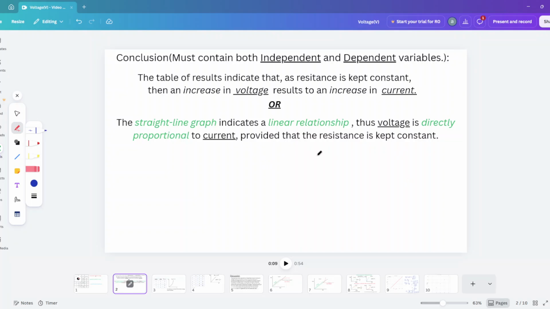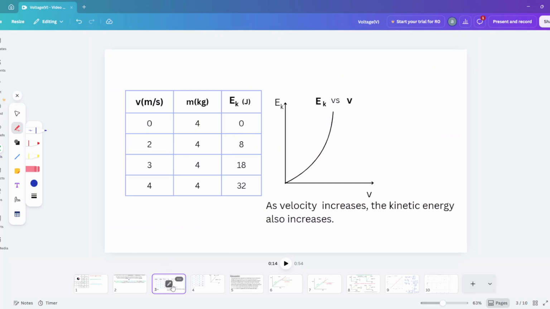Let me just show you an example of what that means. Look at this table here. This is kinetic energy, which is half mv squared. If you plot the kinetic energy versus velocity, then the graph is parabolic. So question, what can you conclude if we're doing this experiment? Your conclusion would be that as the velocity increases, the kinetic energy also increases. But you do not say that the EK is directly proportional to V. That's incorrect, because this is not linear, it's a parabola.